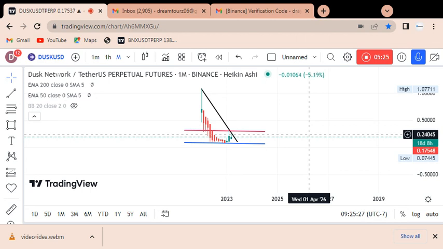So now, what is going to happen? Price has hit this resistance line. It's going to go down. That is why I drew this black trend line, to know what is going to happen next.